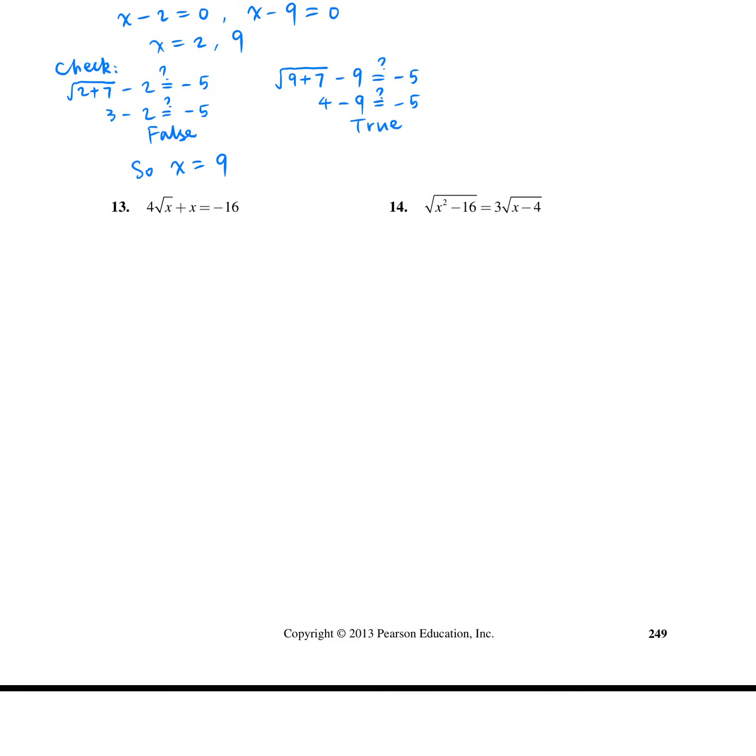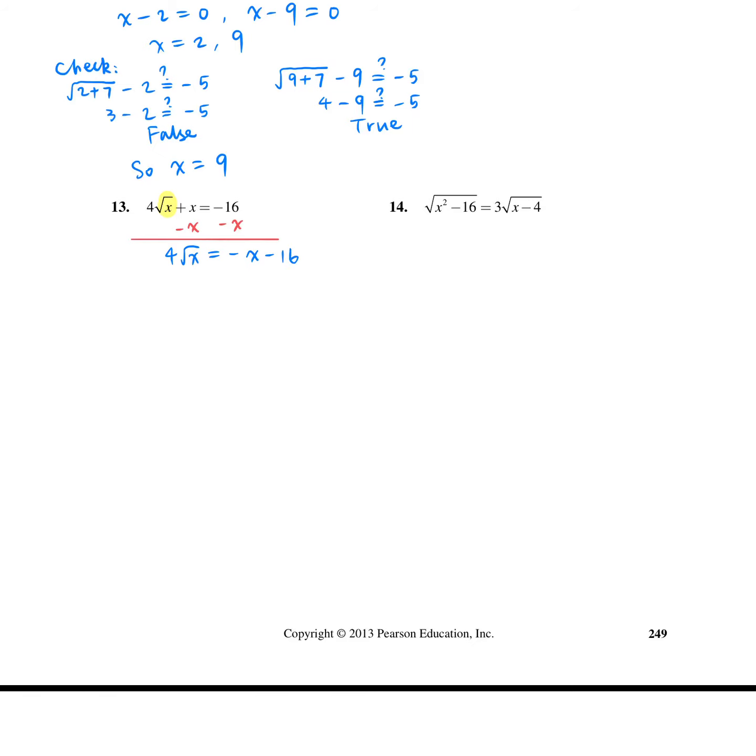Number 13. 4 radical x plus x equals negative 16. Identify your radical part, which is right here. So we're going to isolate this. That means we have to remove the x from the left hand side. Subtract x on both sides. We got 4 radical x equals, so over here I'm going to switch the order a little bit. Rewrite that as negative x minus 16.